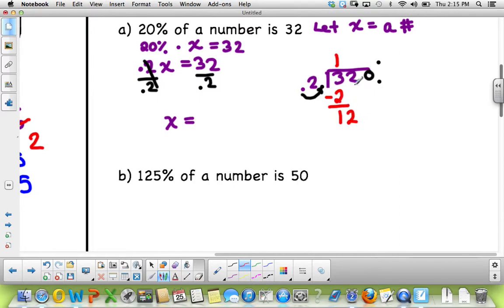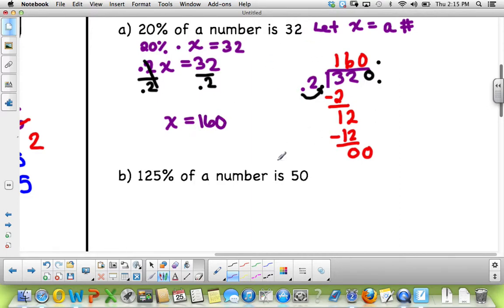2 goes into 12 6 times. 6 times 2 is 12. I get a 0. I bring down the 0. 2 cannot go into 0, so that is 0. Now I needed to put a 0 there because I had a 1 place decimal. So I needed to finish it off. So the final answer is 160. 20% of 160 is 32.